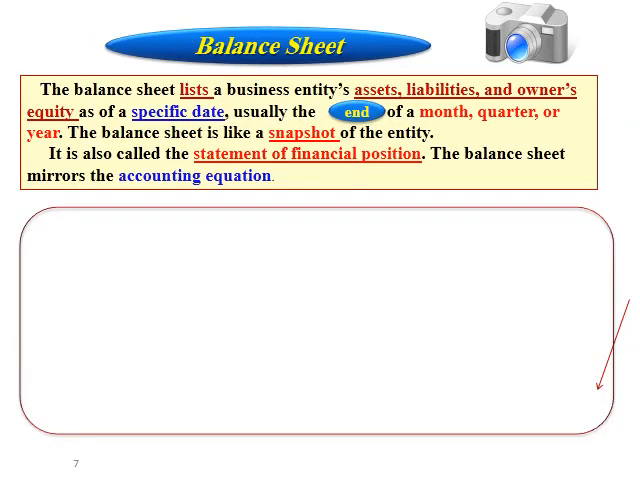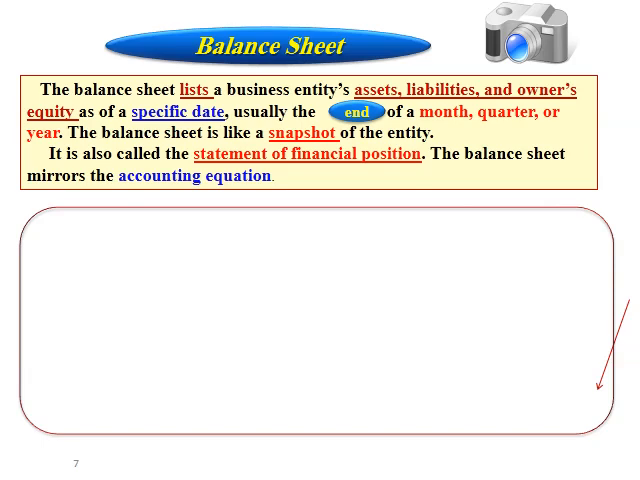What about the balance sheet? The balance sheet lists the assets, liabilities, and owner's equity. We talked about these three before, when we were talking about the basic accounting equation, when we said assets equal liabilities plus owner's equity. The balance sheet deals with the basic accounting equation, but at a specific date, usually the end of the month, quarter, or year, as we said before.